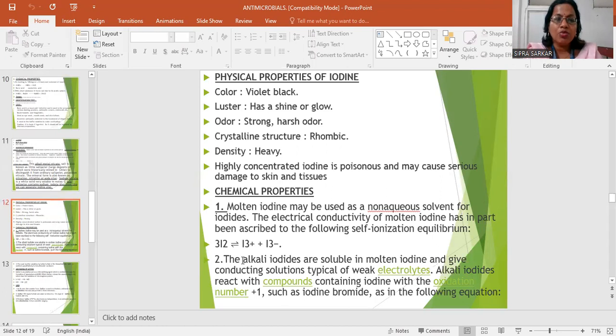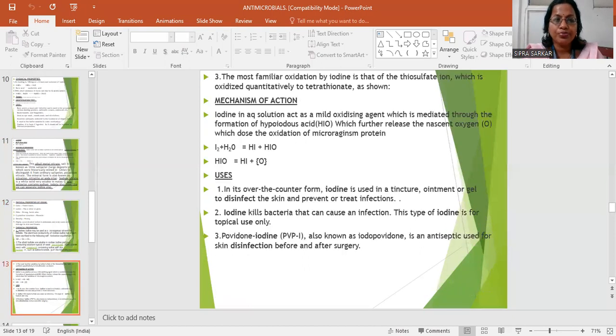Now, chemical properties: molten iodine may be used as a non-aqueous solvent for iodides. The electrical conductivity of molten iodine has in part been ascribed to the following self-ionization equilibrium. So iodine will be in equilibrium with I3 plus and I3 minus. As a result, it is used in this ionized condition. Okay, the alkali iodides, soluble iodides like KI, potassium iodide, behave as typical weak electrolytes, and are reacted with some compounds. Iodine or bromide, potassium bromide, is used as different antiseptic agents.